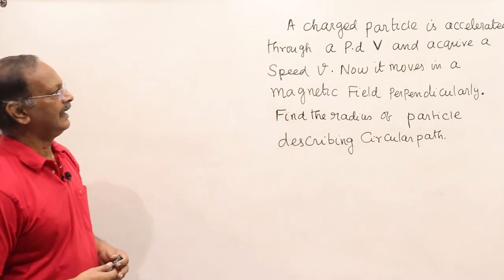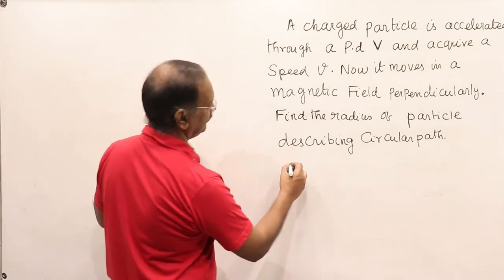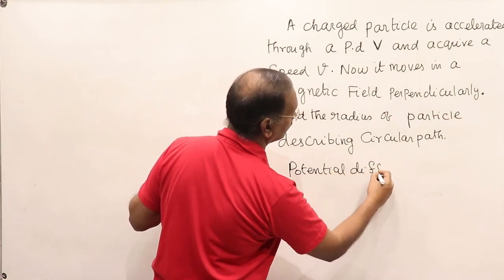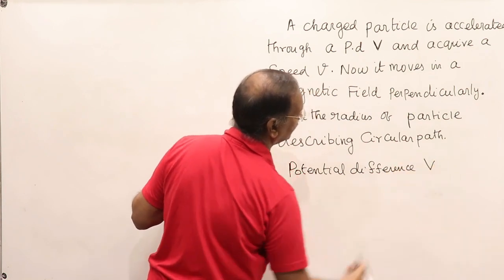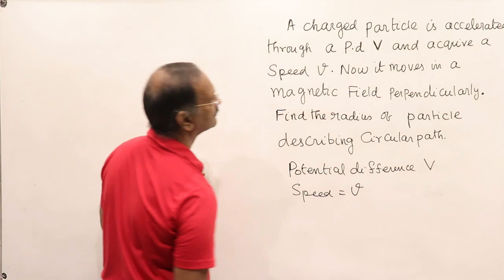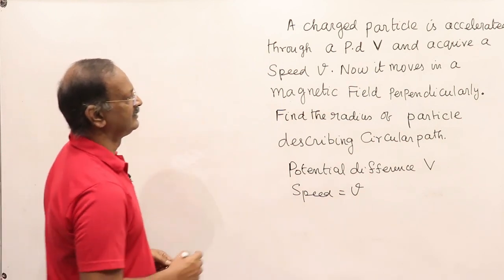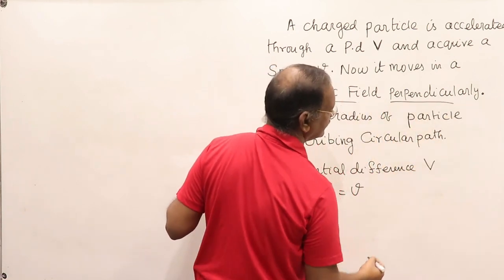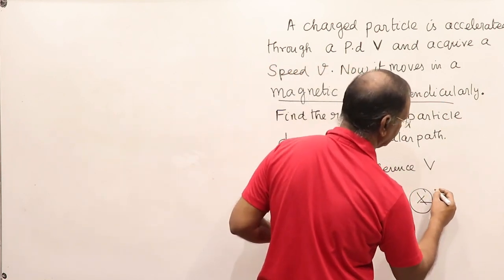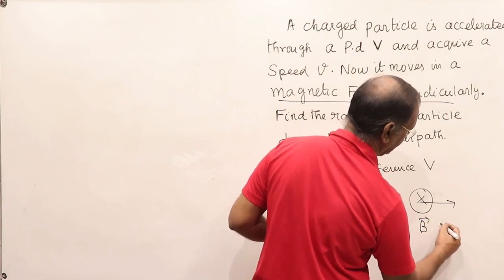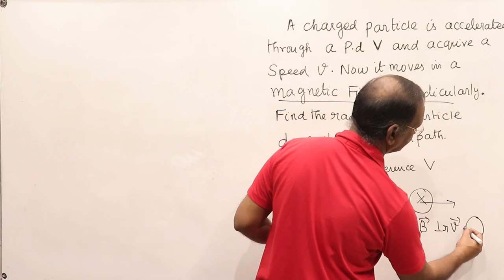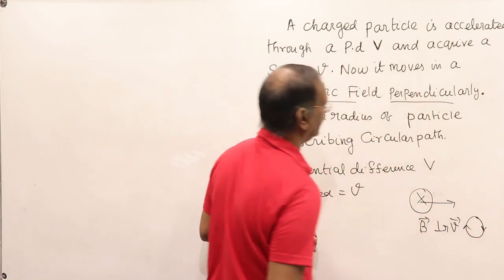A charged particle is accelerated through a potential difference capital V and acquires a speed equal to v. It moves in a magnetic field perpendicularly. See, it is moving in the magnetic field perpendicularly. This is the magnetic field, into the plane, and it moves like this. So the angle between magnetic field and velocity is 90 degrees, both are perpendicular. It means it will describe a circular path. Whatever may be the direction, we'll find it later.